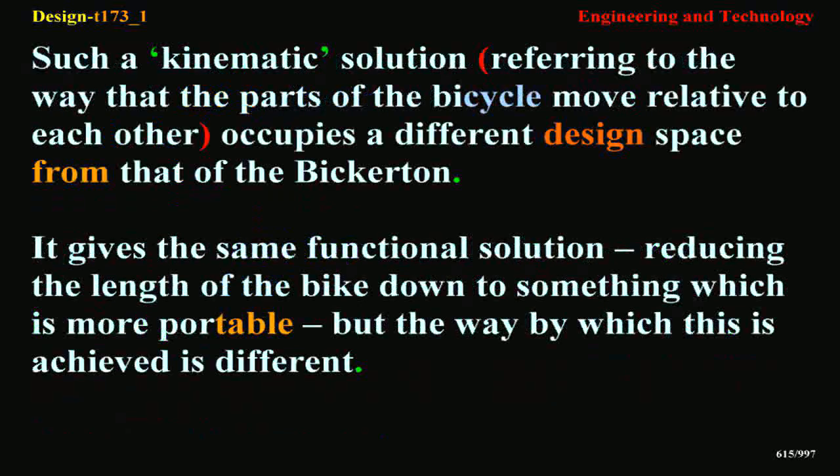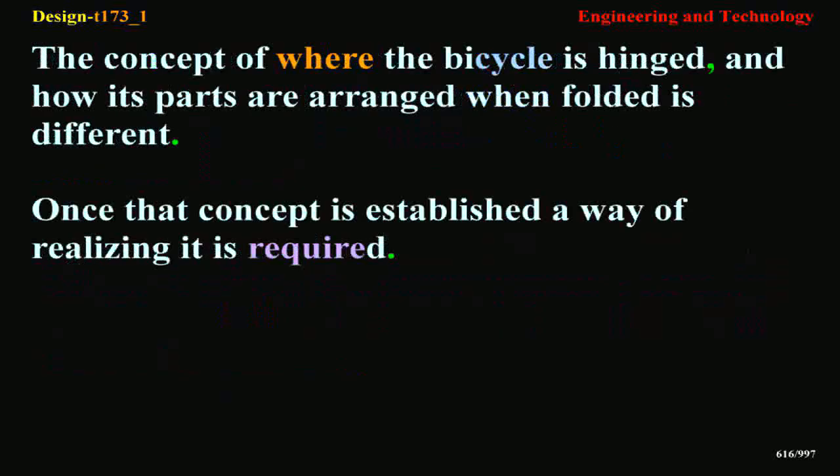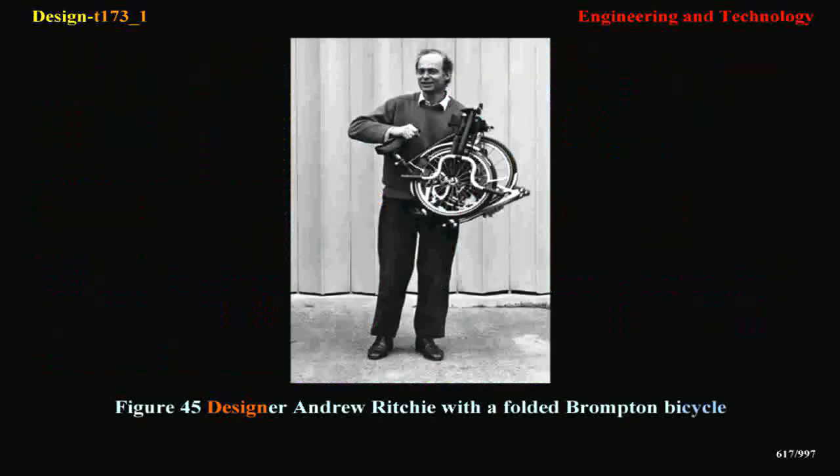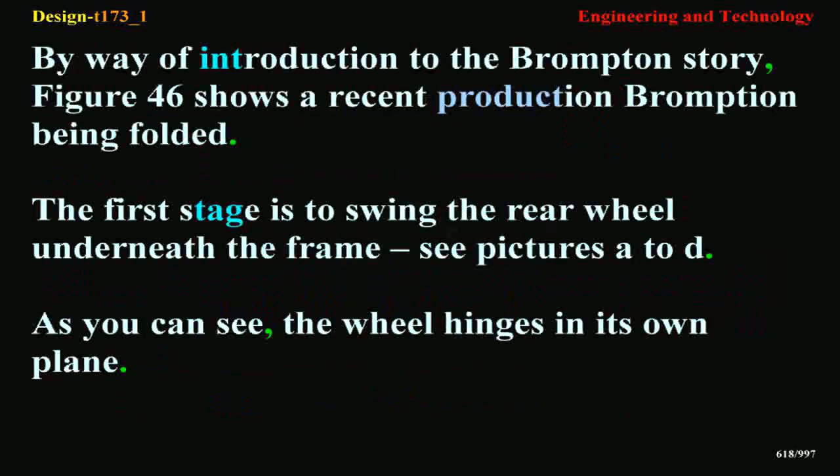Such a kinematic solution, referring to the way that the parts of the bicycle move relative to each other, occupies a different design space from that of the Bickerton. It gives the same functional solution, reducing the length of the bike down to something more portable, but the way by which this is achieved is different. The concept of where the bicycle is hinged, and how its parts are arranged when folded, is different. Once that concept is established, a way of realizing it is required. Figure 45: Designer Andrew Ritchie with a folded Brompton bicycle, by way of introduction to the Brompton story.